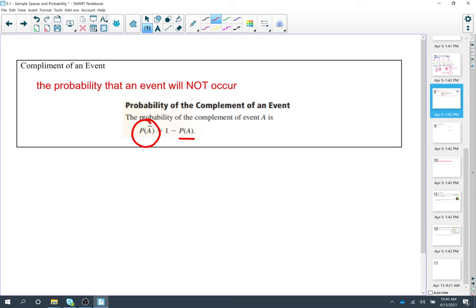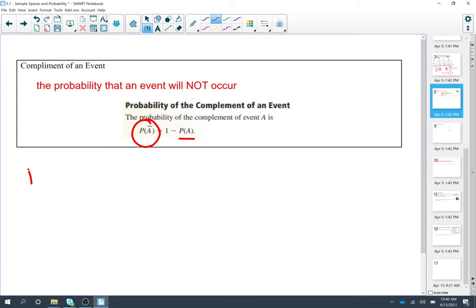So what's the probability you roll a 1? What's the probability you roll a 2? What's the probability you roll a 3? Well, the probability of the complement is now saying, well, what's the probability that you do not roll a 1? And it's found by taking 1 minus the probability of the actual event.